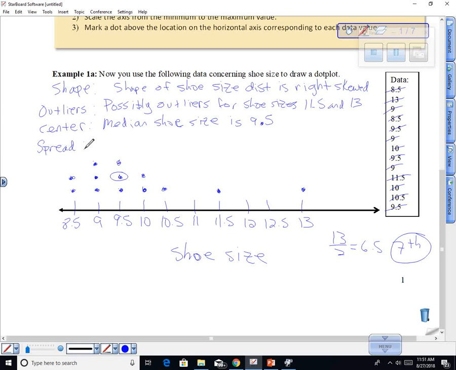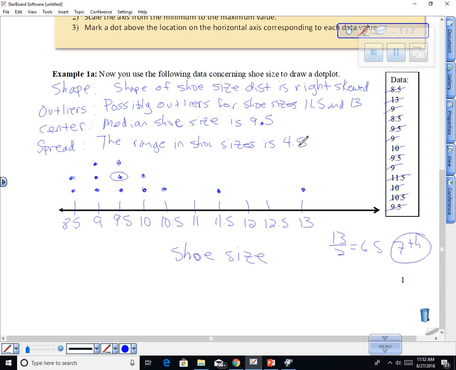If we talk about range, anybody remember how to find range on a graph? The biggest number minus the smallest number. Largest minus the smallest. The largest number here is 13, and the smallest is 8.5. If you subtract those, you get 4.5. So we're going to say the range in shoe sizes is 4.5.